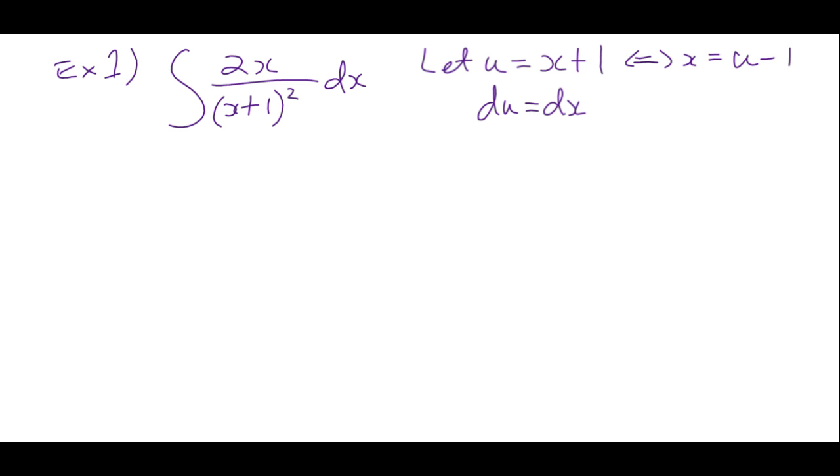Now, while we're doing that, let's throw the 2 out front, right? Save ourselves a little grief. If 2 is a constant, that can go out front. So let's go 2 times the integral of, okay, what do we got up top? We got x, but x is u minus 1. What do we got on the bottom? U squared. What's dx? dx is du. All right, so now it's all in terms of u.